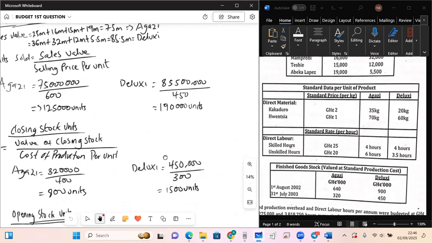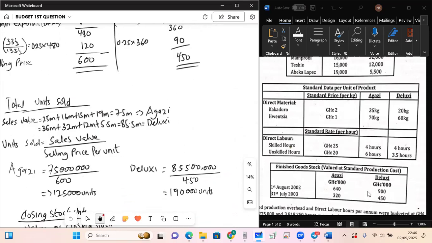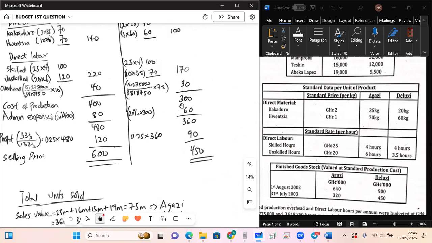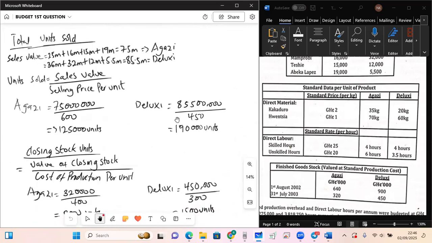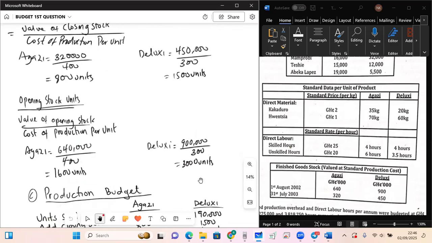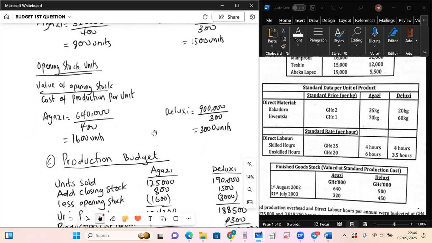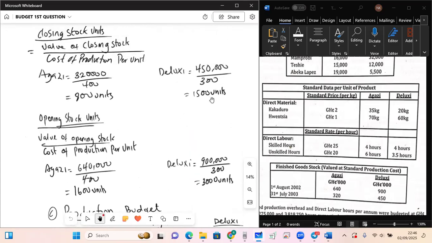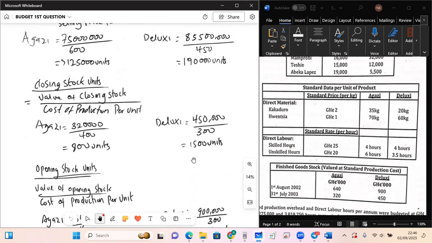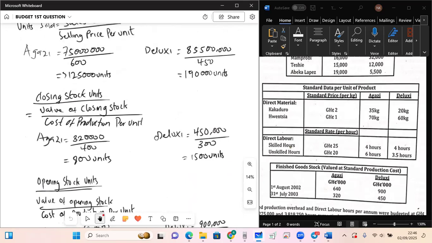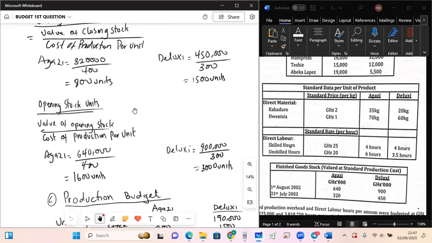The Luxy is 450, sorry, 1,000 divided by the cost of production you're having here, which is 300. Now, when that happens, you are going to get 3,000 units. Now, sorry, we are going to get 1,500 units. So this means that the closing stock for Agazi is 800 units, and then the closing stock for the Luxy is 1,500 units.